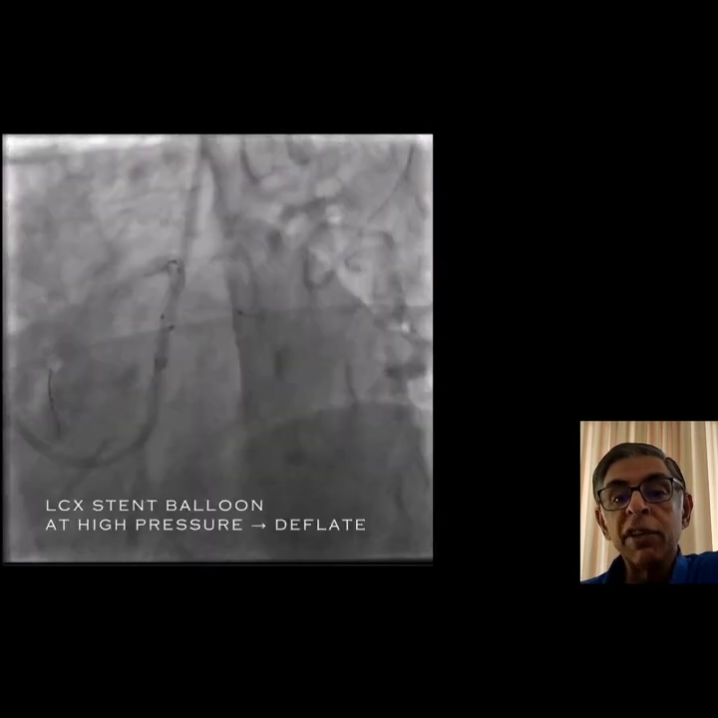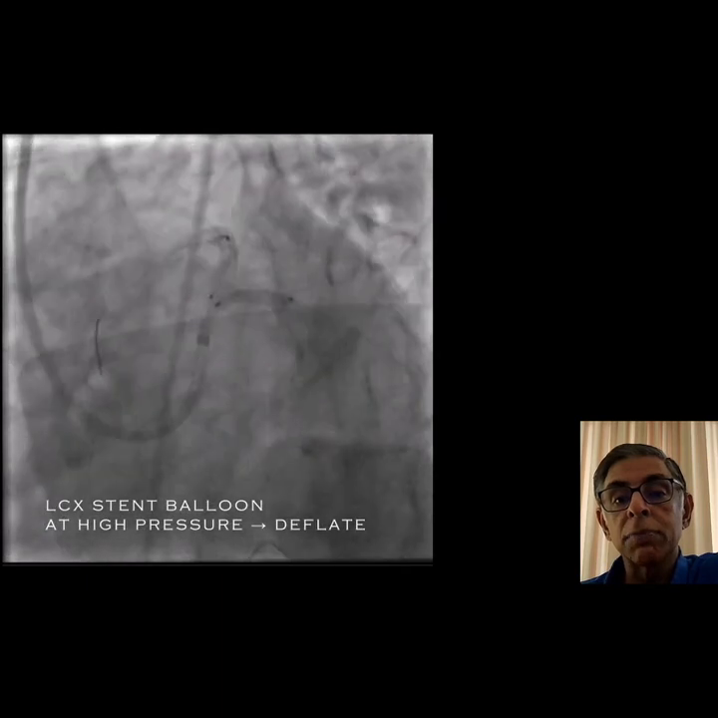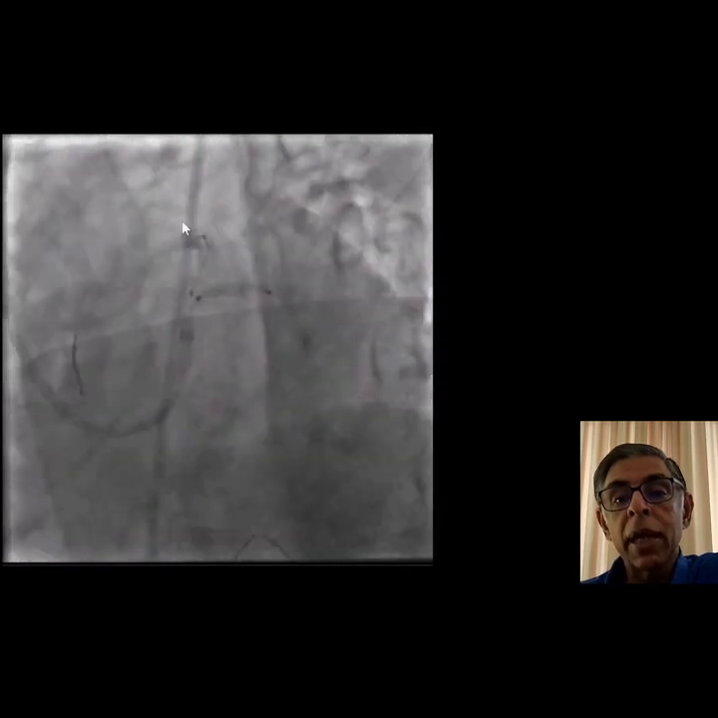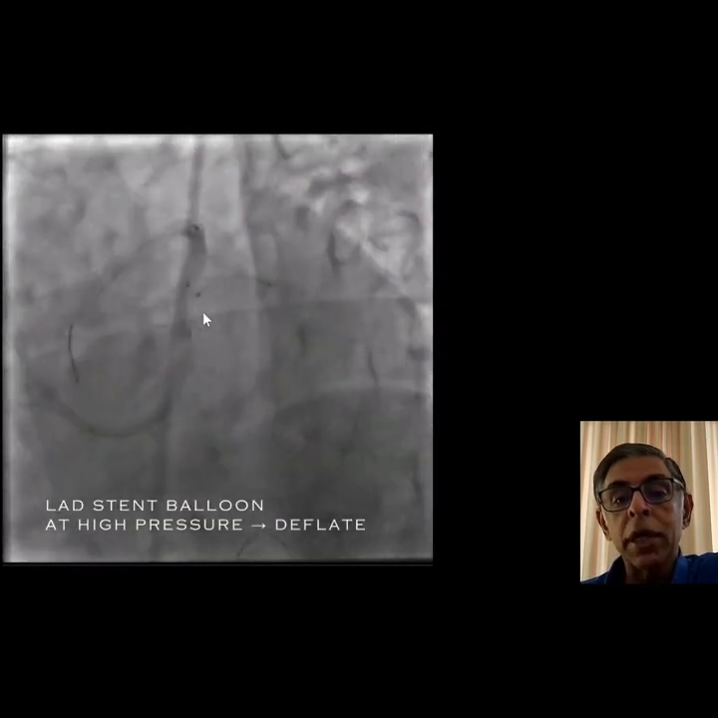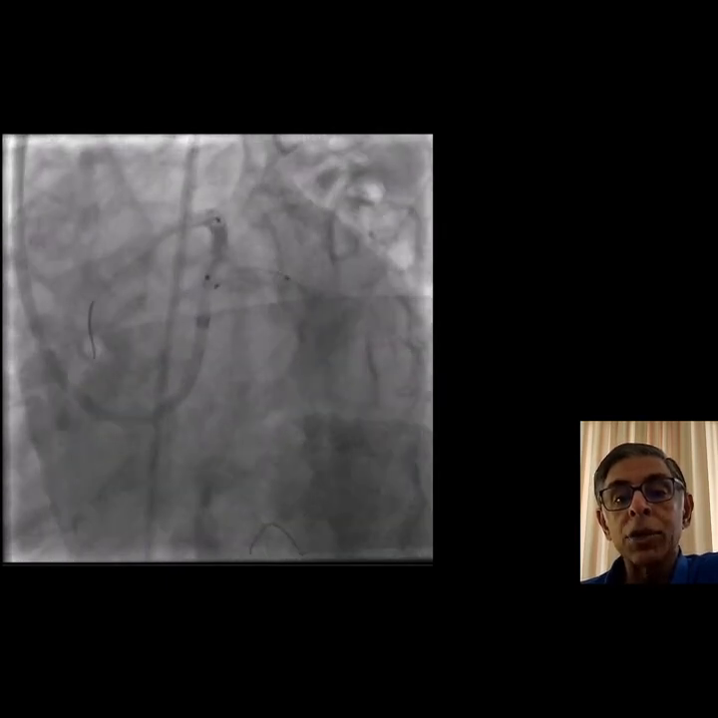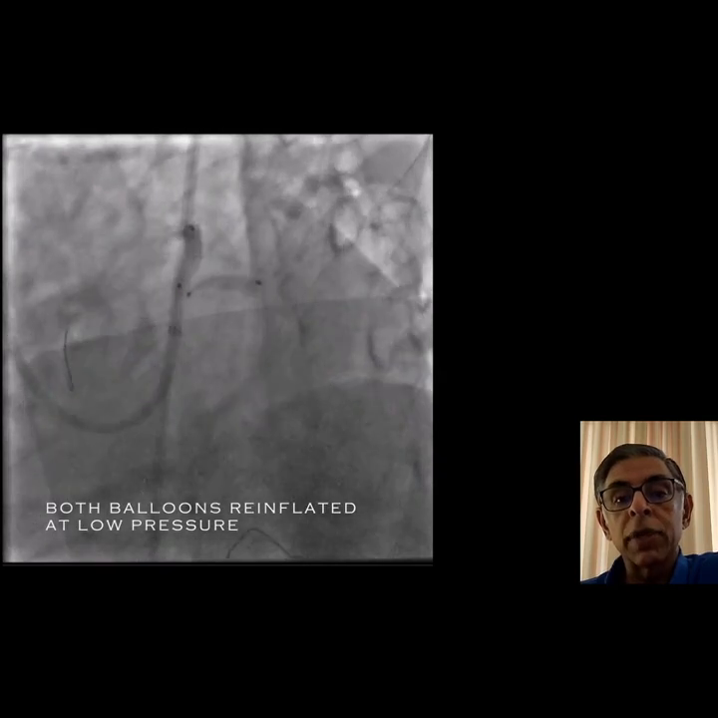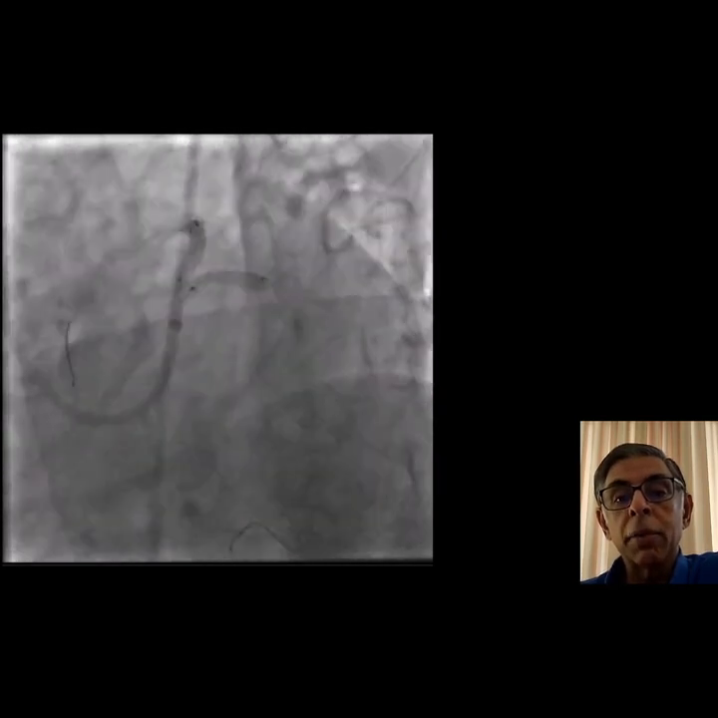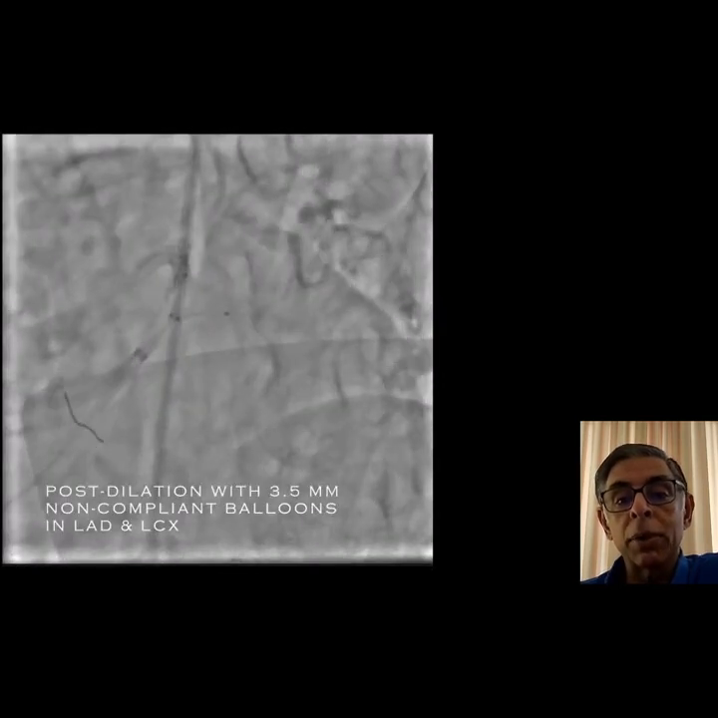We then deflate the balloon and then inflate each stent balloon at high pressure. So first the circumflex at high pressure and then deflated. So you can see the circumflex balloon going up and then deflated. Then the LAD balloon at high pressure and deflated. And then a final kissing balloon with both stent balloons again at low pressure, 6 or so atmospheres. And then you deflate and remove both balloons simultaneously.